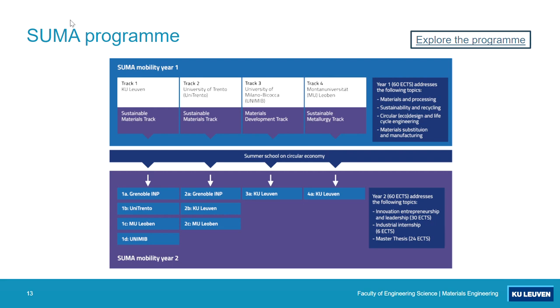There's a similar track also at the University of Trento. Track 3 is about materials development and is at the University of Milano Bicocca, and track 4 is on sustainable metallurgy, and it takes place at the University of Leoben in Austria. Then after a summer school, for the second year, you can go to a different institution. So basically KTH welcomes students from tracks 2, 3 and 4.